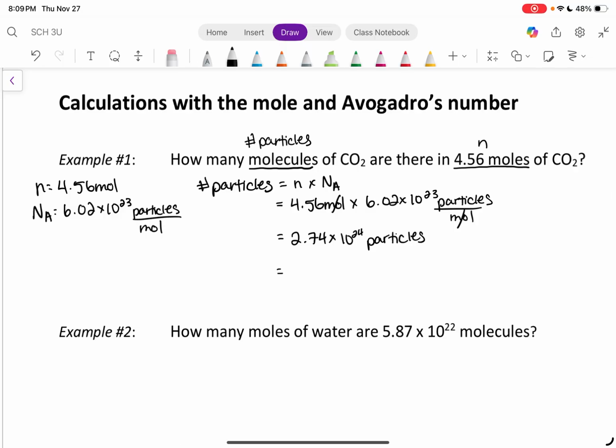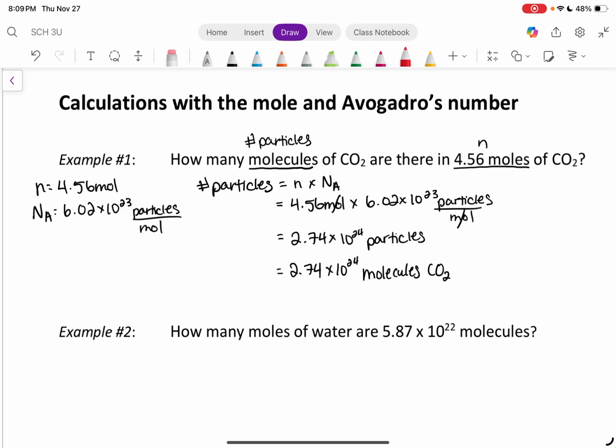We will never express our final answer as particles. So since CO2, carbon and oxygen, are two nonmetals, we know that we actually have 2.74 times 10 to the 24 molecules of CO2. By convention, you always write the symbol beside your answer of how much or of whatever you're looking for in chemistry. This would be full marks for a full answer.